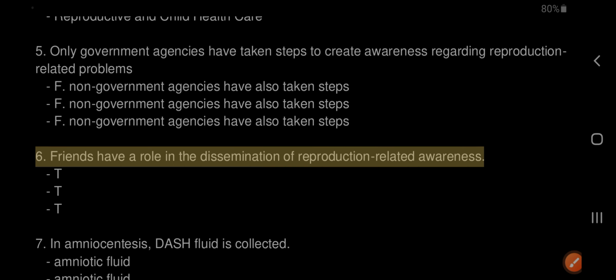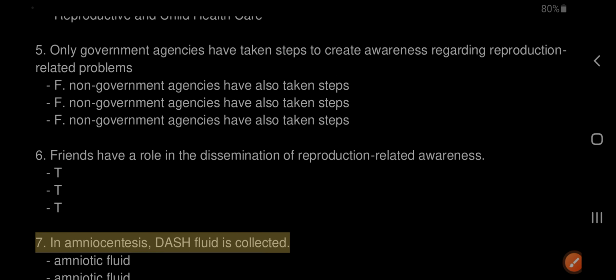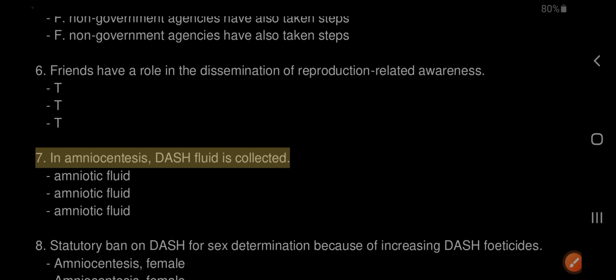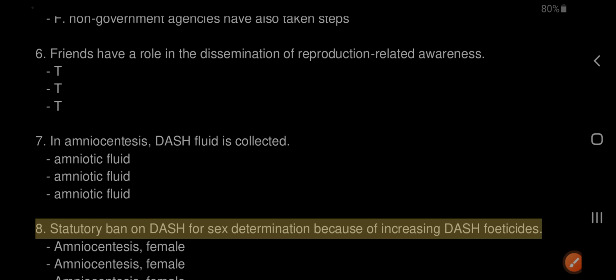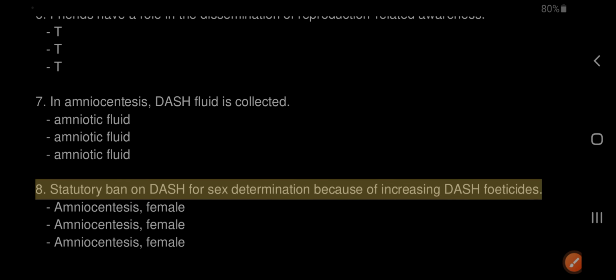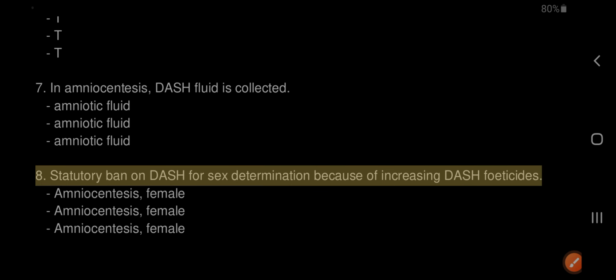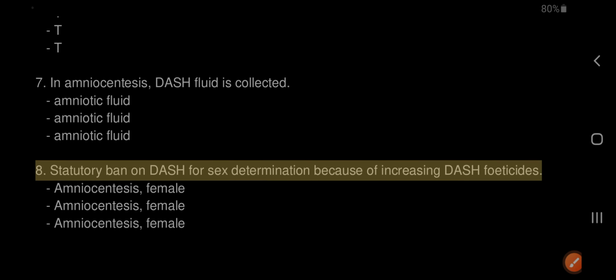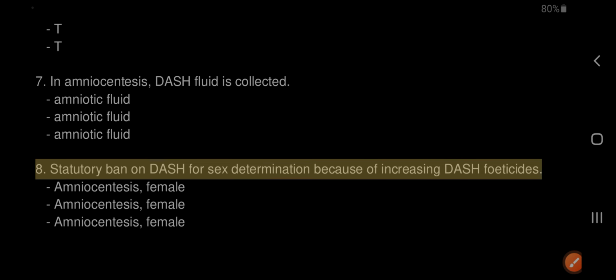7. In amniocentesis, which fluid is collected? Amniotic fluid. 8. There is a statutory ban on amniocentesis for sex determination of the female because of increasing female feticides.